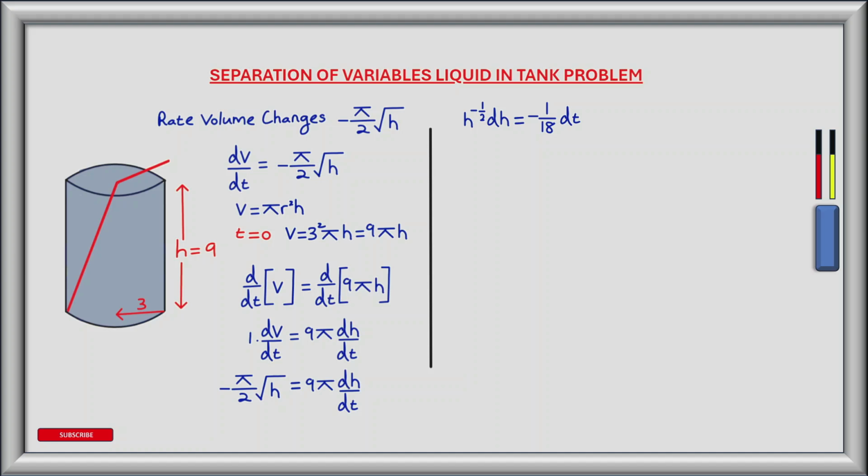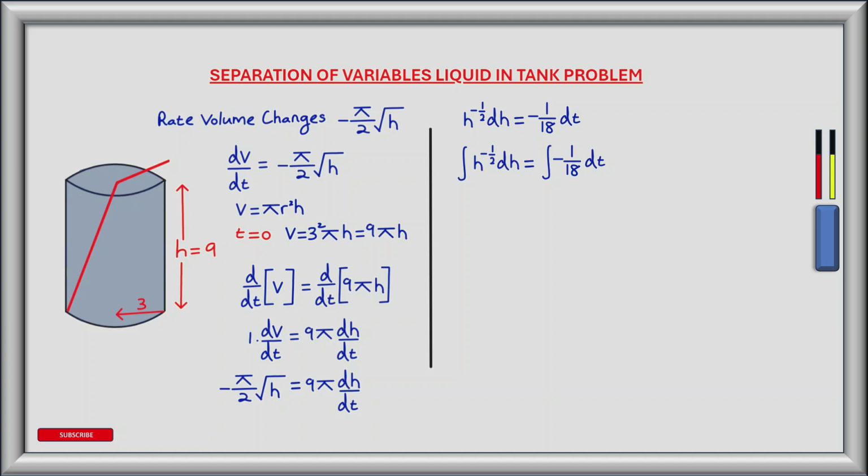and then separate the variables such that all variables involving h are on the left-hand side and all those involving t are on the right-hand side. So we're left with h to the power of minus a half, which is the same as 1 over the square root of h, multiplied by dh is equal to minus 1 divided by 18 multiplied by dt. We can now find the general solution of this differential equation by integrating both sides of the equation.